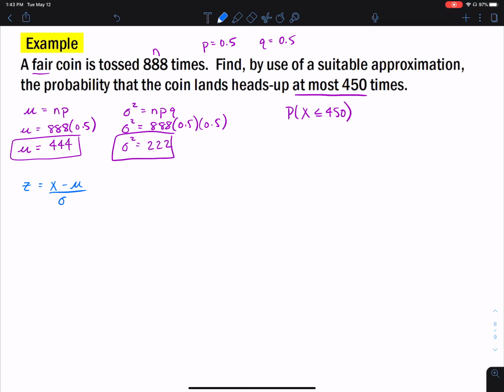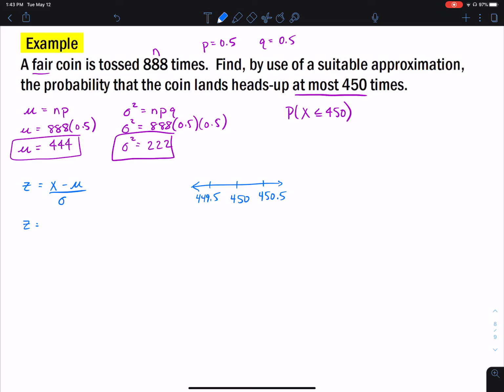Okay, so we are ready to find our z-score: x minus mu divided by your standard deviation. We have to think about what x value to use here. Like I said before, think about a number line and put the value we're trying to figure out, 450, right in the middle, and think about your upper bound. What if I expanded that by 0.5 on either side?